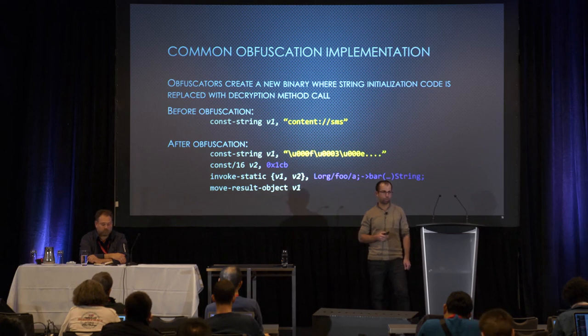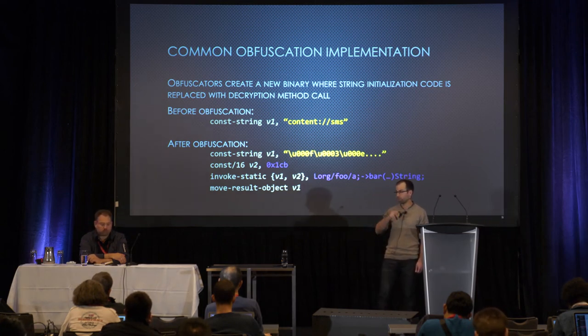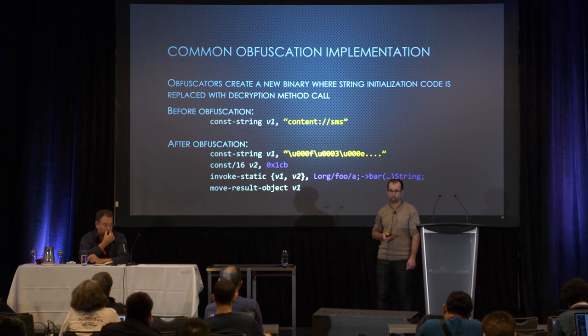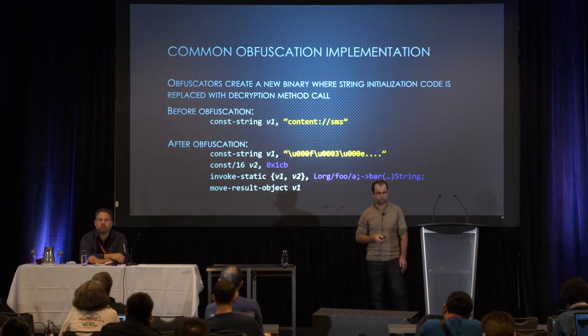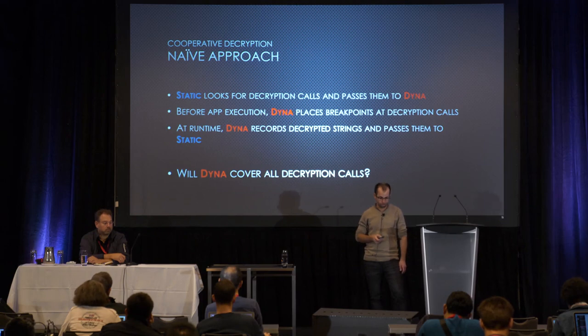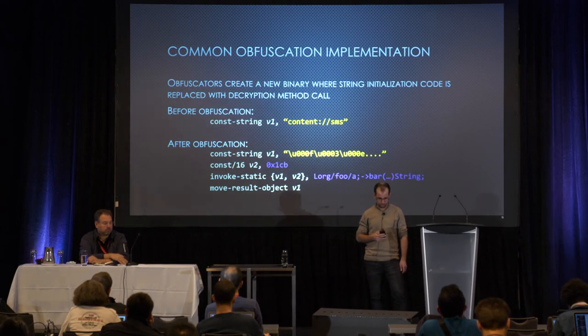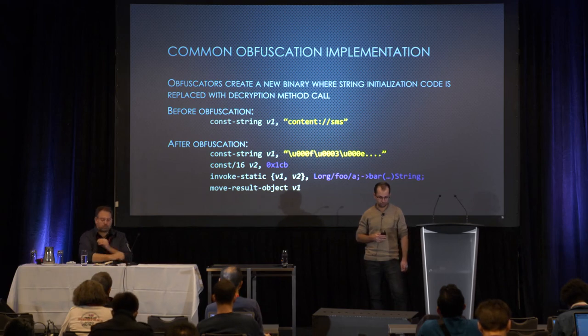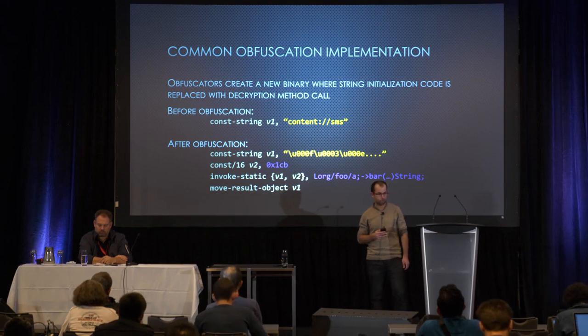So before we show how this actually works, let's first take a closer look at how string encryption looks in the obfuscated app. A typical obfuscator would just take the string initialization code and wrap it with a call to a function that was generated by the obfuscator itself. This function basically returns the decrypted string, and it receives as parameters the encrypted string and maybe some kind of decryption key, this small number.